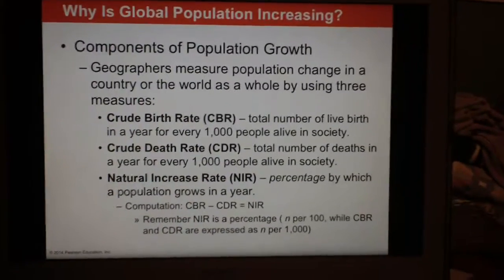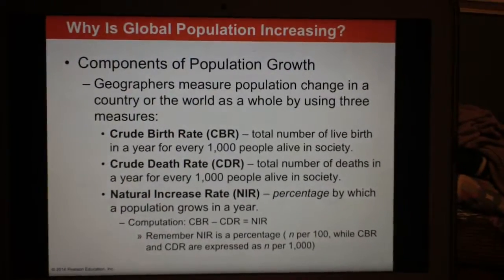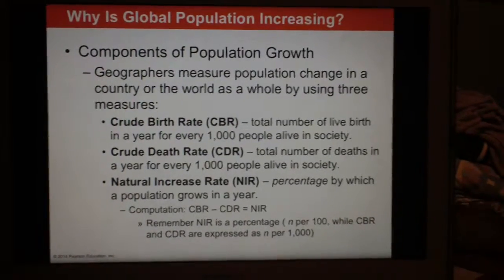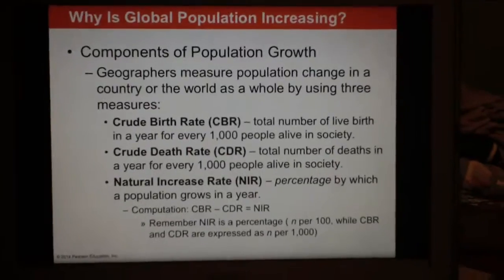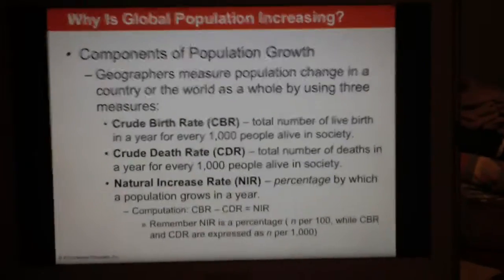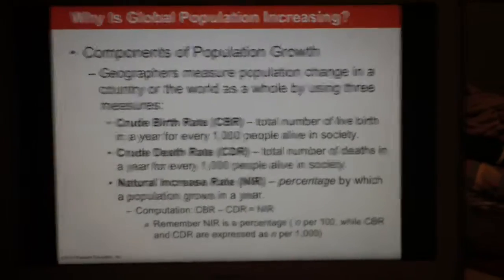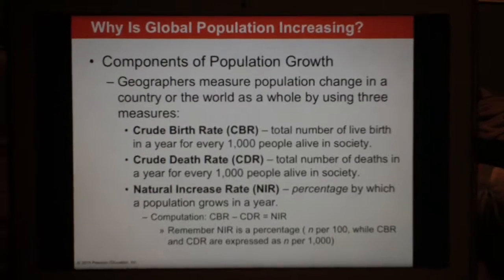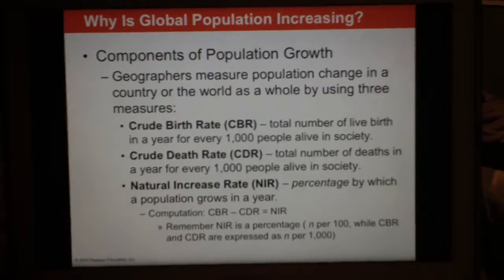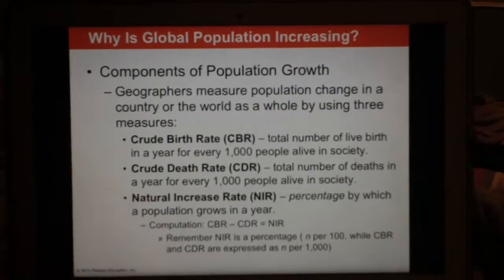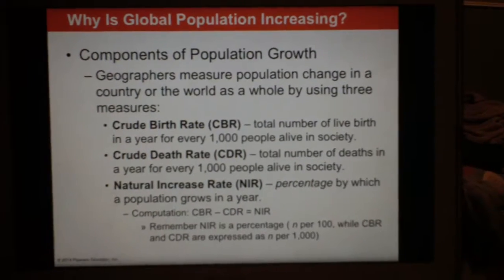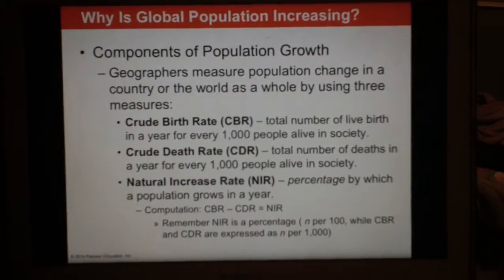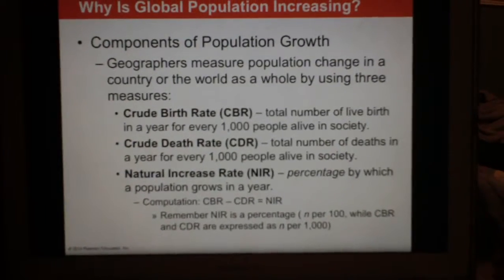So we're going to talk tonight about Chapter 2, Key Issue 2, which is Why is Global Population Rising? This is a really important section because it deals with crude birth rate, crude death rate, natural increase rate, things like that. These are going to be really important when we're looking at different cultures, different countries, and this is going to come up in pretty much every unit from now on. So it's important that we get a good basic understanding of this in this unit.